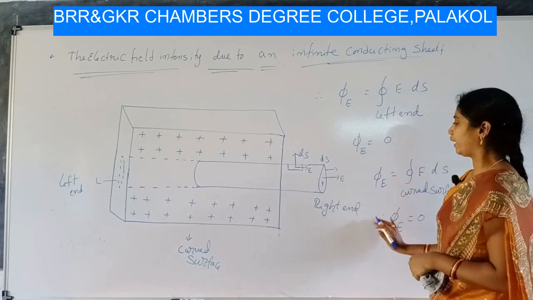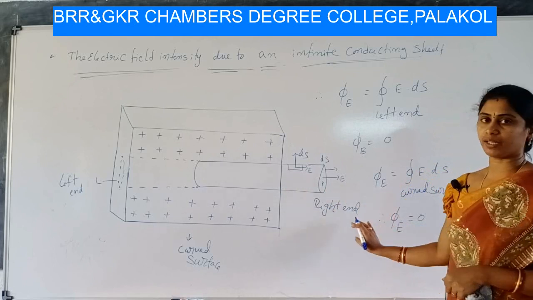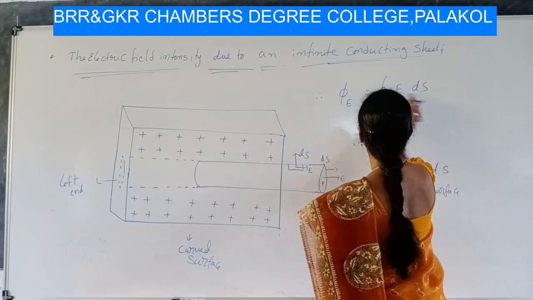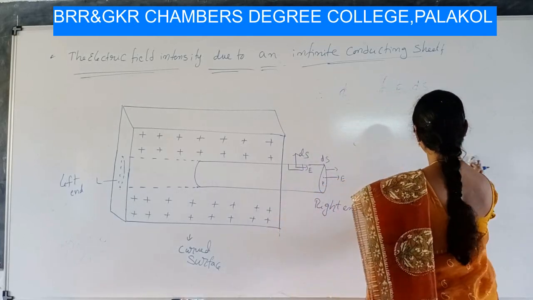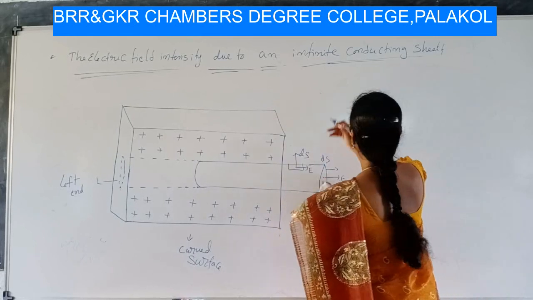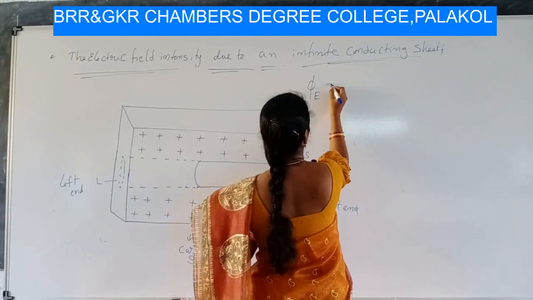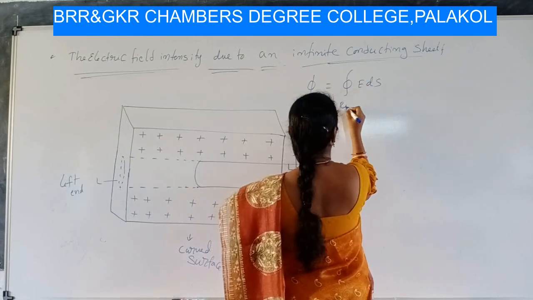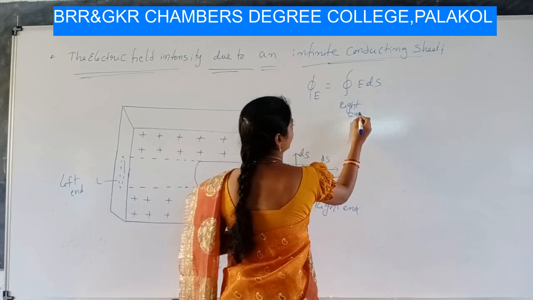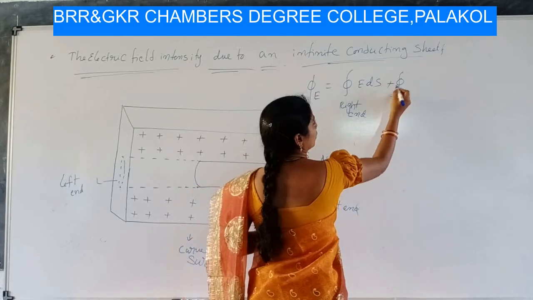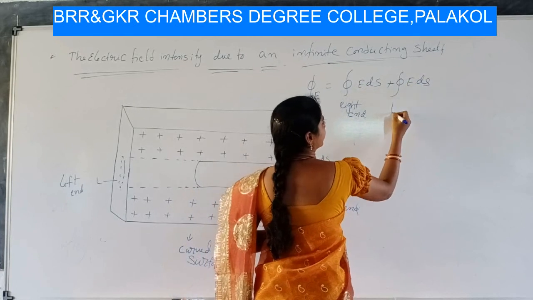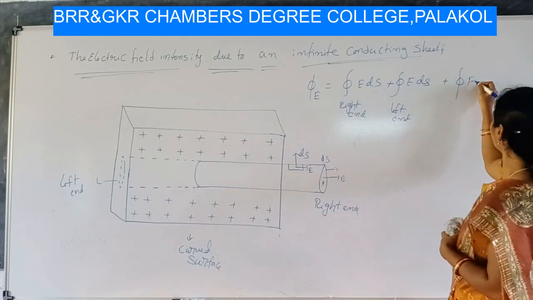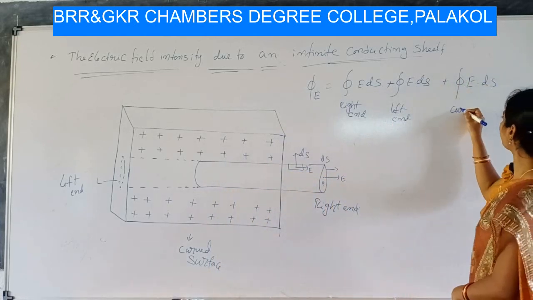Then, by considering these three parts, we get the electric flux for the entire conducting sheet as phi is equal to the closed integral of E dot ds over the right end, plus the closed integral of E dot ds over the left end, plus the closed integral of E dot ds over the curved surface.